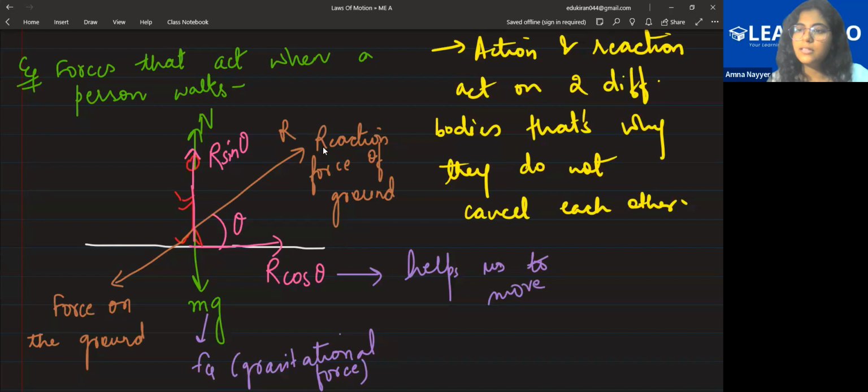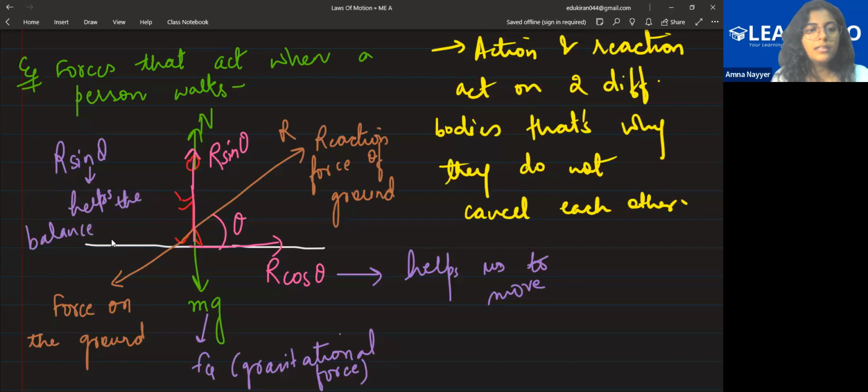And then we are left with R sin theta. What does R sin theta do? R sin theta balances the weight. The normal reaction alone cannot balance the weight, so there would be a tumbling, you would fumble on the ground. That's why R sin theta helps balance the weight. So this is how, whenever you walk, action and reaction occur.